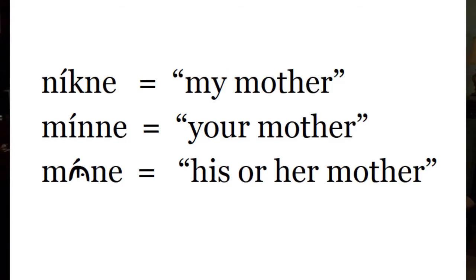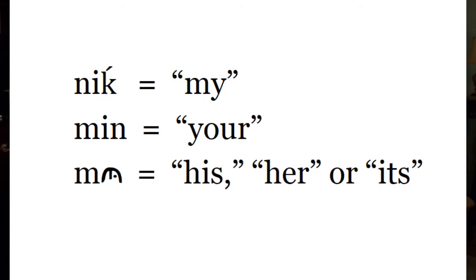Nickne is my mother. Minne is your mother. Mene is his or her mother. So you don't say nikina, it's nickne. It's a shorter way of saying Nikki. It's just Nick. And you don't say na by itself. You don't say mekina, you say mene. So this is the same rule for almost all the relatives. This shortened possessive pronoun, either Nick, min, or me, is a prefix, which means it's become part of the word, attached to the beginning. And it's used, again, for almost all the relatives.